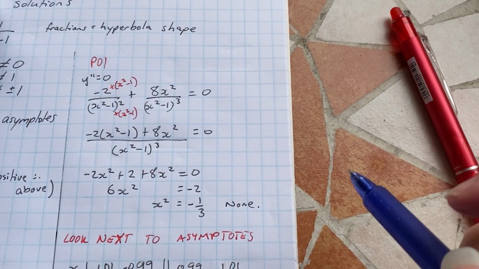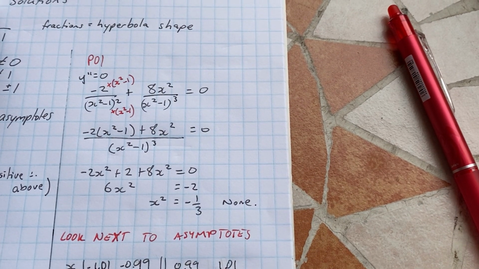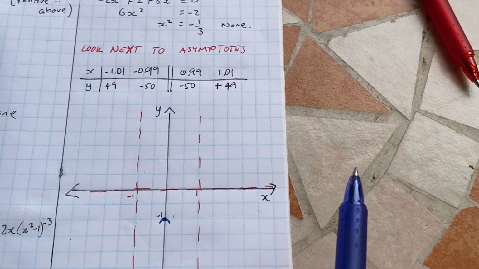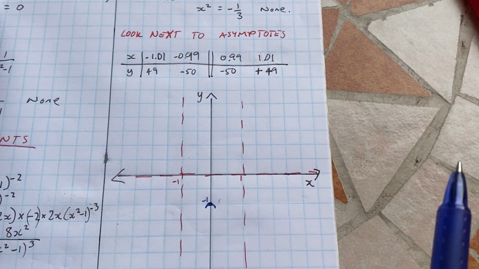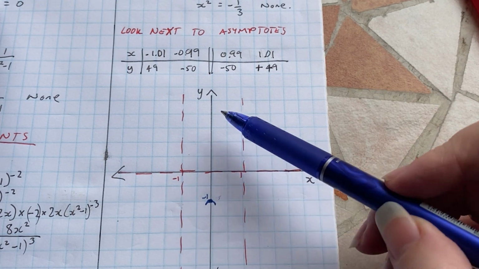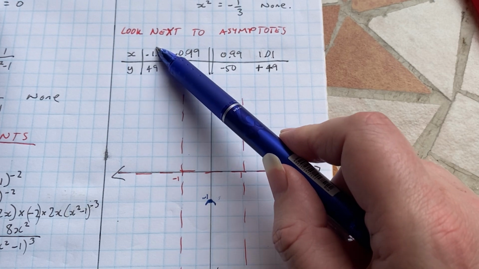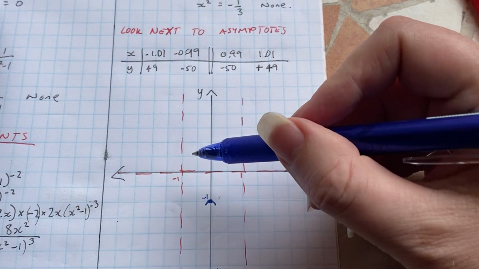Let's look for any points of inflection. There were none. Again, slightly tricky one, so have a look at that one carefully. Now, the trick here is to look at what happens next to the asymptotes. And we'll look specifically next to the vertical asymptotes. So if I put in the value x equals negative 1.01 to the original function, I get a positive 49.